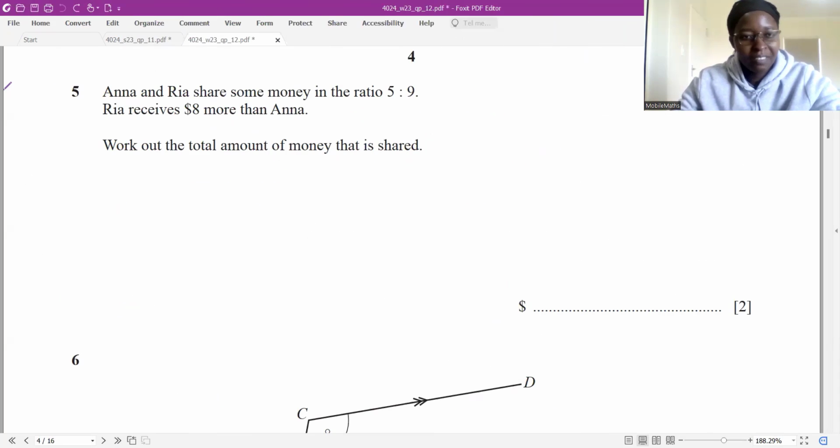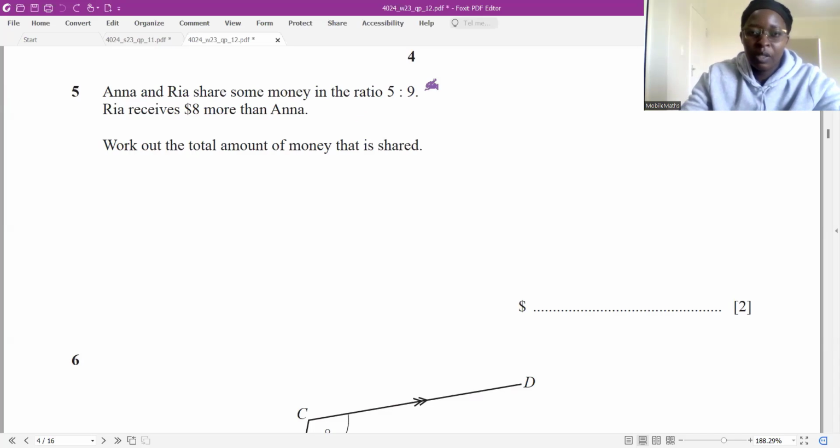Okay, number 5. Anna and Ria share some money in the ratio 5:9. So it means our total ratio here is 14.